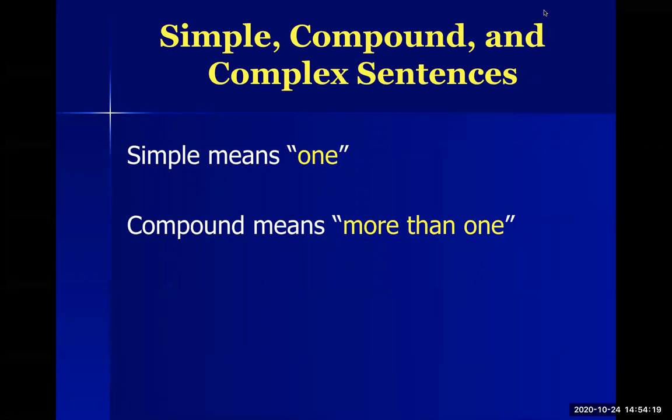So we're going to move on to the next section of our sentence structure unit, and we're going to talk about sentence types now. There are three types of sentences. A sentence can be a simple sentence, a compound sentence, or a complex sentence. And to help you decipher between them, we're going to pay attention to the definitions of simple and compound.